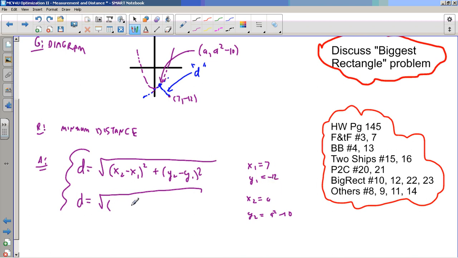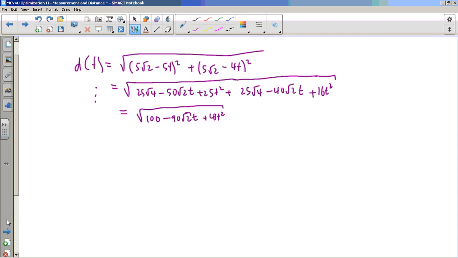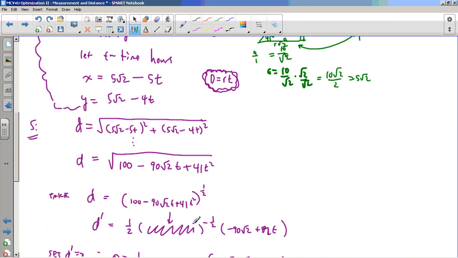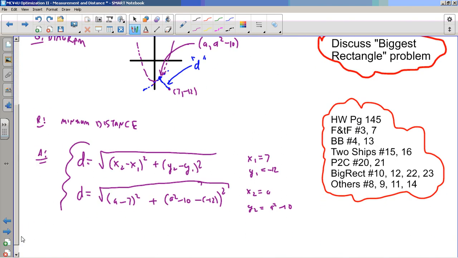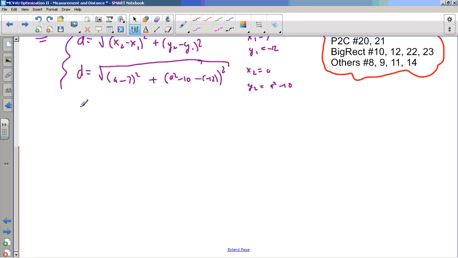First of all, let's substitute in. So this is A minus 7 squared plus Y2, which is A squared minus 10 minus negative 12. Watch your signs there. It's a little crazy. See what I'm going to do here? Because last example, this was pretty awful. Like in all this stuff, it was pretty awful. I'm going to try and avoid that this time. I'm going to do something crazy and square both sides. Then collect up the like terms in there.